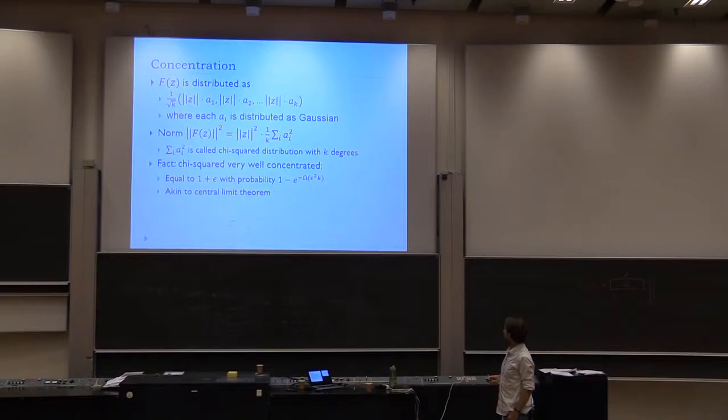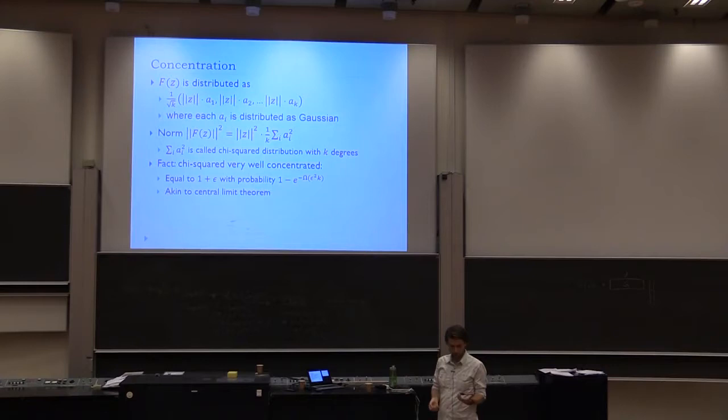This is where I'll just pull a fact. This distribution actually concentrates very well. One can compute it and prove it, but the idea is that it is not surprising that this happens. Namely, this is a sum of essentially squares of Gaussians. So Gaussians concentrate well, and we have a sum of k things, and a sum of k things usually concentrates exponentially well in k. It is essentially like the central limit theorem.